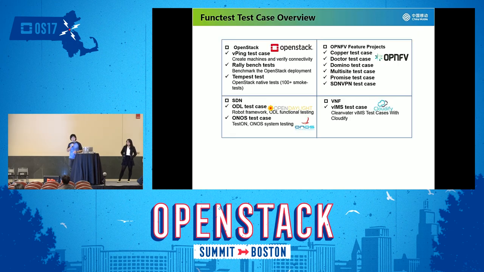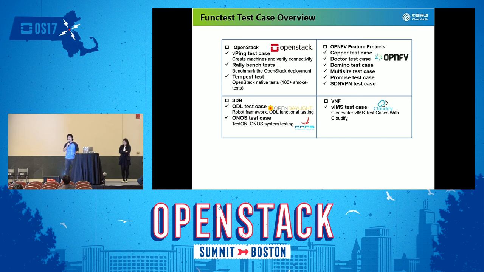And here we can see this Functest test cases, including four fields. The first one is the OpenStack. Here are VPing test cases. This test case just creates VMs and verifies the connectivity. Also, there is a Rally bench test to benchmark the OpenStack deployment, and also we have a Tempest test to run OpenStack native tests.